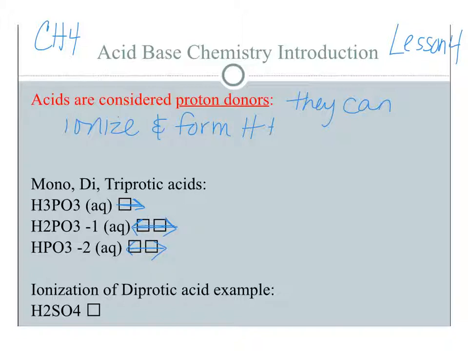But in this instance, starting with a triprotic acid, when I first put this into water, the first H will come off and I'll be left with H2PO3. And then, as you can see down here, the H2PO3 minus 1 ion, then another H gets removed off of that, and I'm left with HPO3 2 minus, and then the last H comes off in the third dissociation.